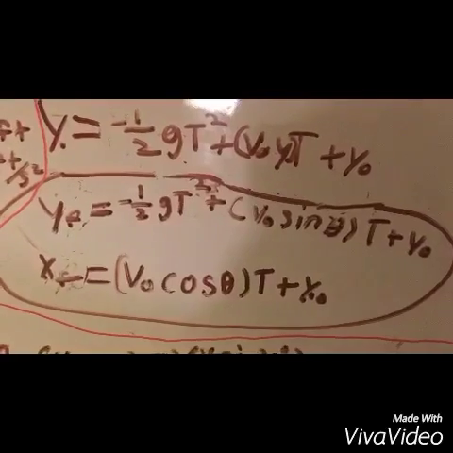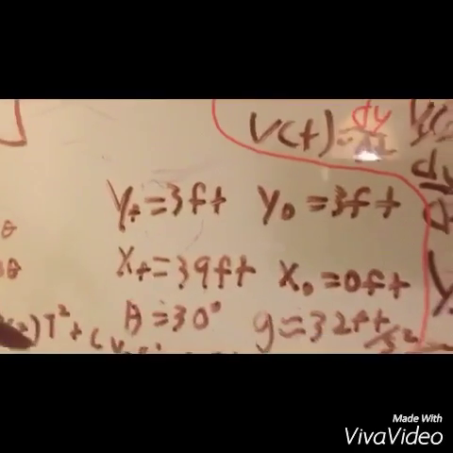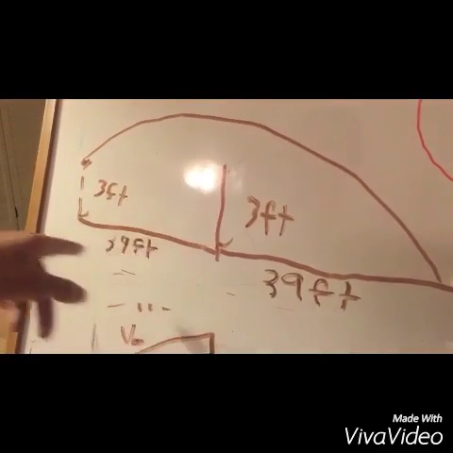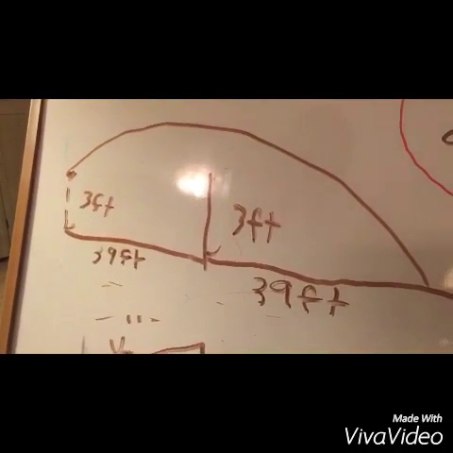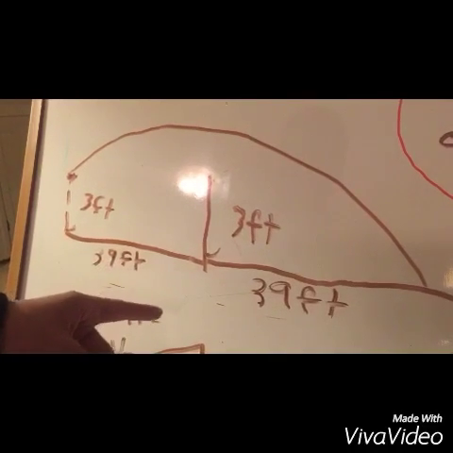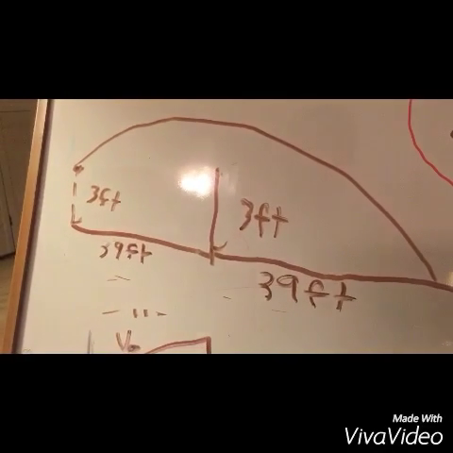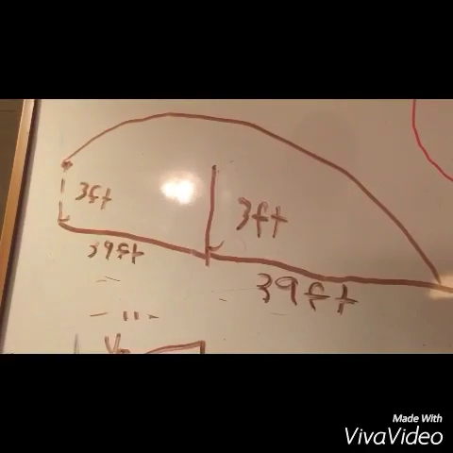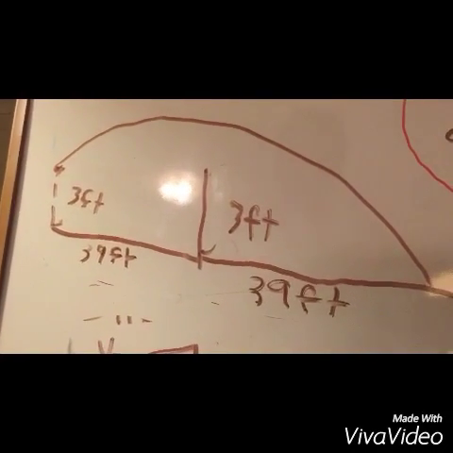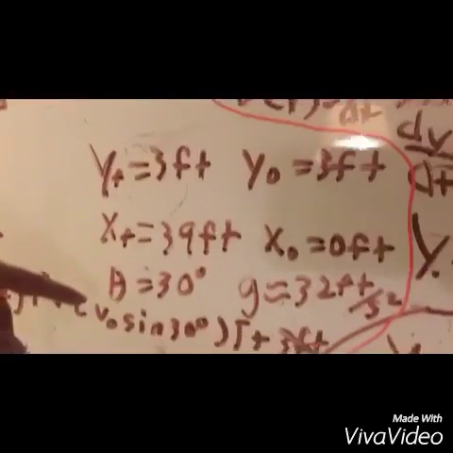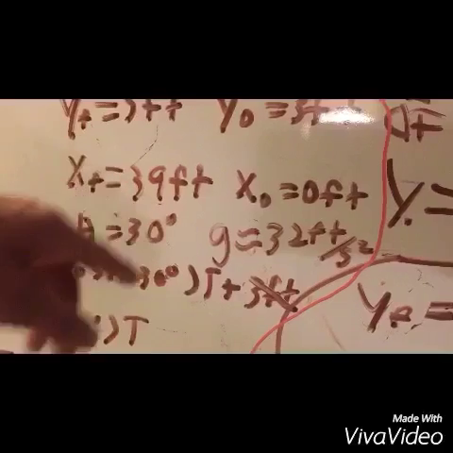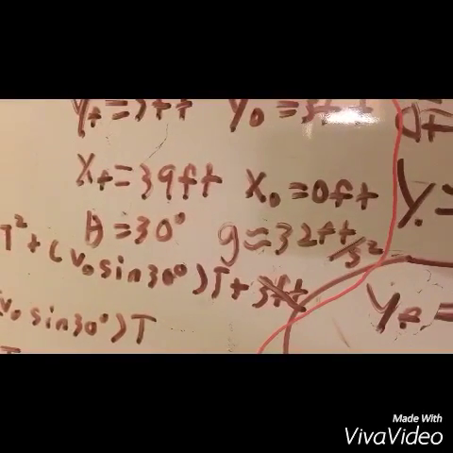So here's the specific situation of the numbers of the court, like the dimensions. So you have to get it 39 feet and 3 feet high in order to get over the net, in order to continue the point. So we use just 30 degrees, and gravity is 32 feet per second squared.